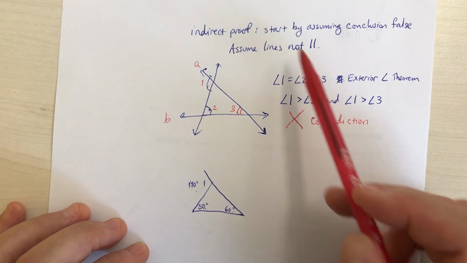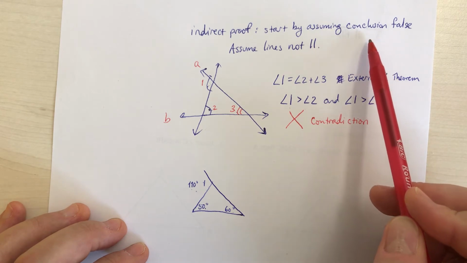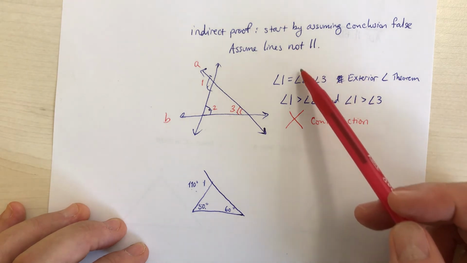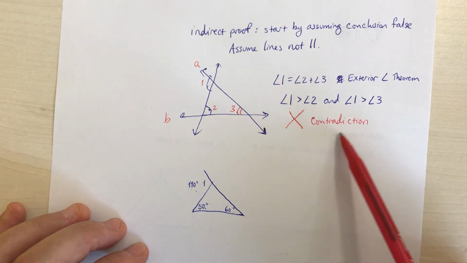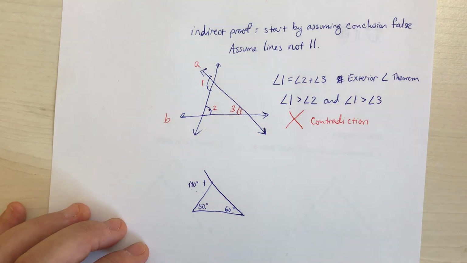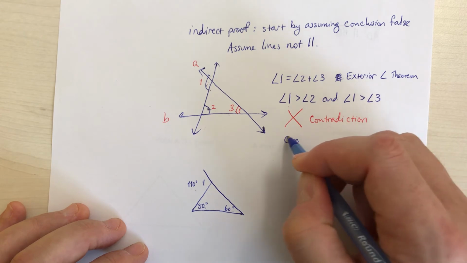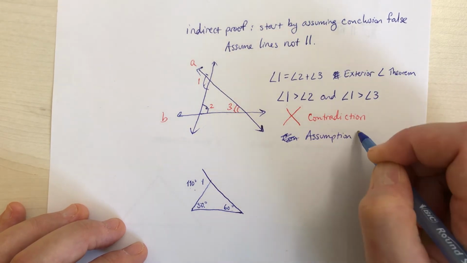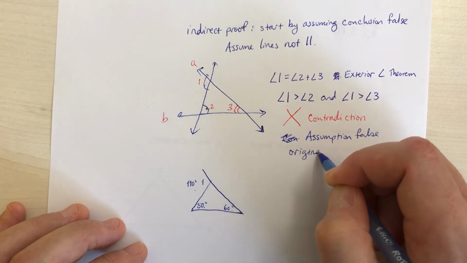And the problem is, remember, we started by assuming that our conclusion was false. We were assuming the lines were not parallel. And then we followed from that, and by assuming that, we reached something that cannot happen. So we reached a contradiction, which means that the assumption was false, which means that the original conclusion must be true.